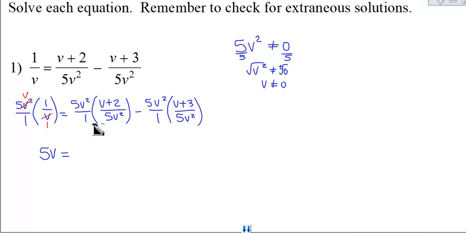In my next term, again, I'm looking at my current denominator, and I'm comparing it to my common denominator. The 5's cancel, and the v squareds cancel. Again, leaving a 1 in the denominator. There is a 1 that remains in the numerator here, and that 1 would be distributed to both terms inside the parentheses. So the answer to this second fraction is v plus 2.